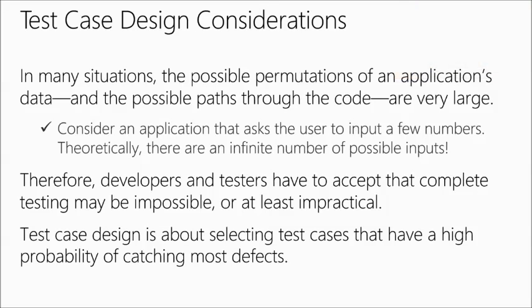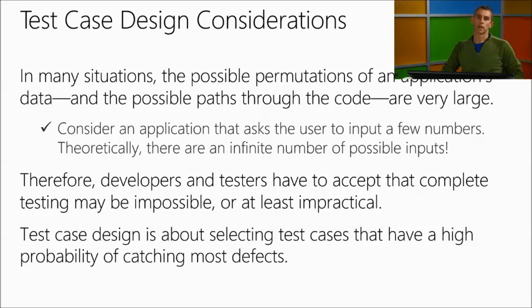So we'll start off with test case design considerations. There are a lot of permutations of an application's data, and the possible paths through the code are very large. When you think about these design considerations, what are some of the things you need to be thinking about here, Eric? Well, I think the most important thing in your test case design is selecting what you're going to spend your time on, the highest value add. So what test cases are going to find me the most bugs, and what test cases are going to find me the high value bugs, the really bad bugs.